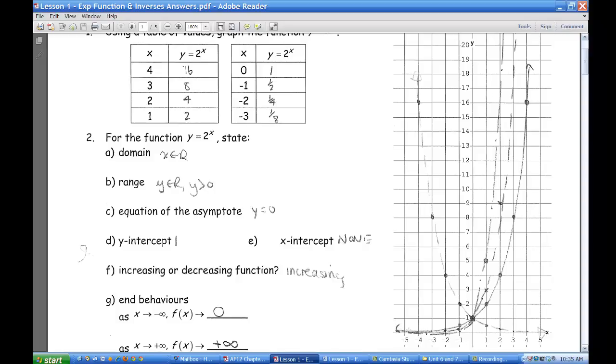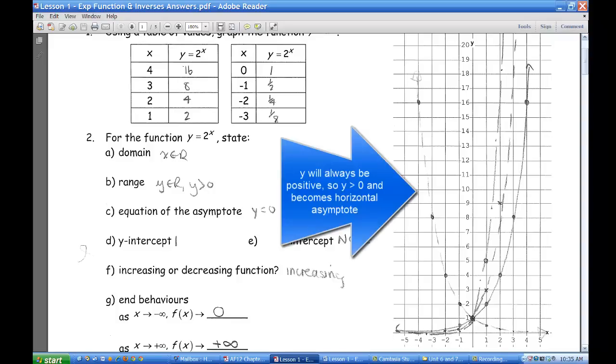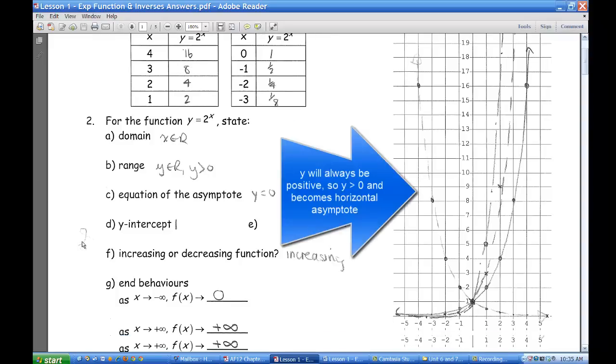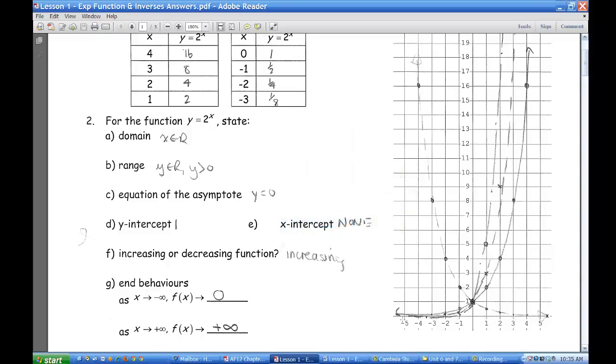However, see, this graph does not go below 0. So for any exponential function, you have a horizontal asymptote. So y has to be greater than 0 in this case. The equation of the asymptote is y equals 0. The x-axis becomes your horizontal asymptote. The y-intercept is 1. This is happening because any number to the power of 0 will give you 1. The x-intercept is none. You're not touching the x-axis, you're just approaching it really closely, so there'll be no x-intercept.